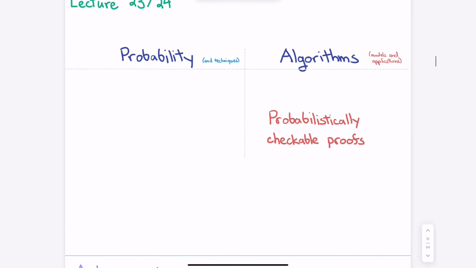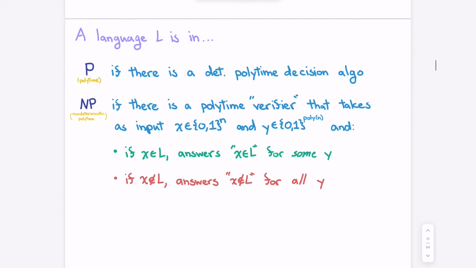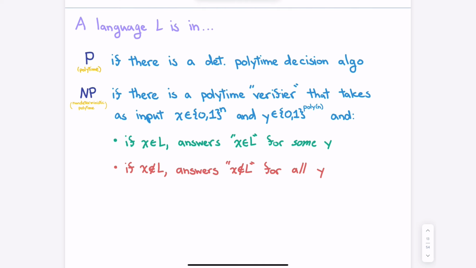Okay, so today we're going to do something cool. It's called probabilistically checkable proofs. So it's really a randomized spin on this P versus NP question. This you've seen before, but I'll just remind you. Polynomial time means there's a deterministic polynomial decision algorithm. Give me X, I'll tell you in polynomial time if it's in the language or not.